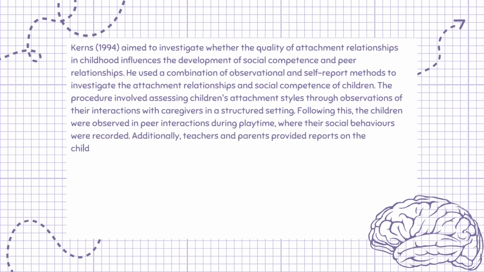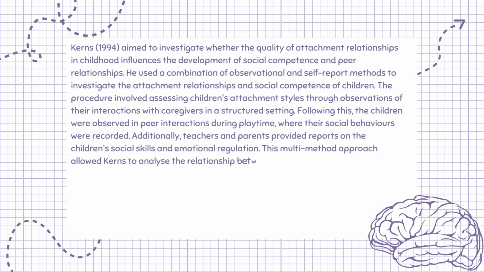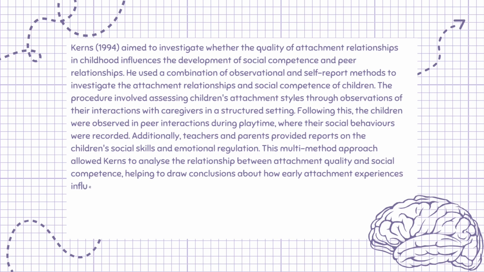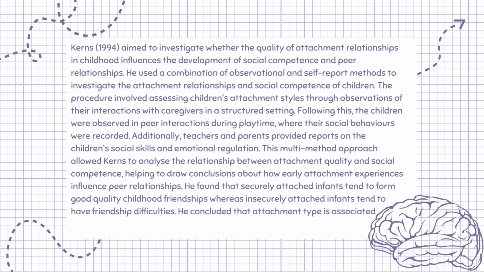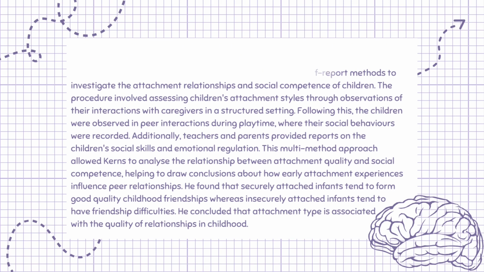Additionally, teachers and parents provided reports on the children's social skills and emotional regulation. This multi-method approach allowed Kearns to analyze the relationship between attachment quality and social competence, helping to draw conclusions about how early attachment experiences influence peer relationships. He found that securely attached infants tend to form good quality childhood friendships, whereas insecurely attached infants tend to have friendship difficulties. He concluded that attachment type is associated with the quality of relationships in childhood.